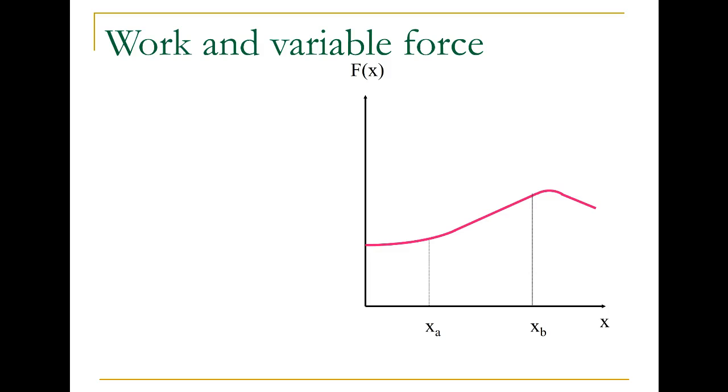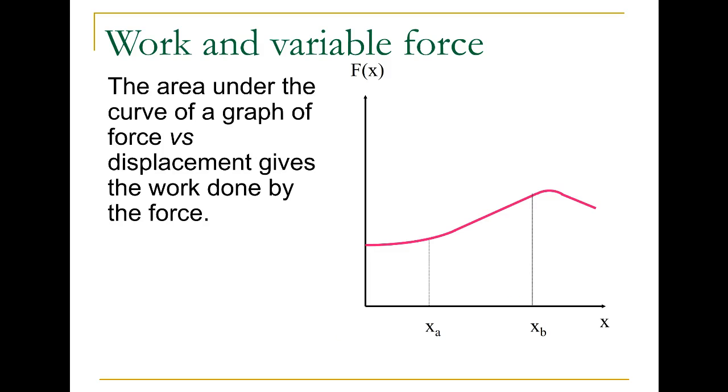So what does it look like if you have a variable force? Well, here's f of x, which can change, and we're going to go from x equals xa to x equals xb. And the area under this curve of force versus displacement is going to give us the work. Okay? So one way to think about this is that we can calculate a dw by taking f of x times dx. In other words, we're going to split this into lots of tiny, tiny little rectangles.